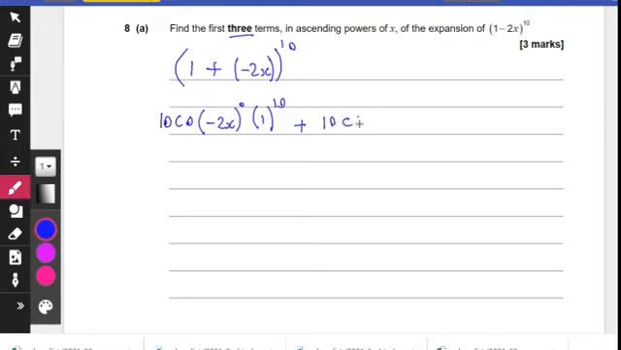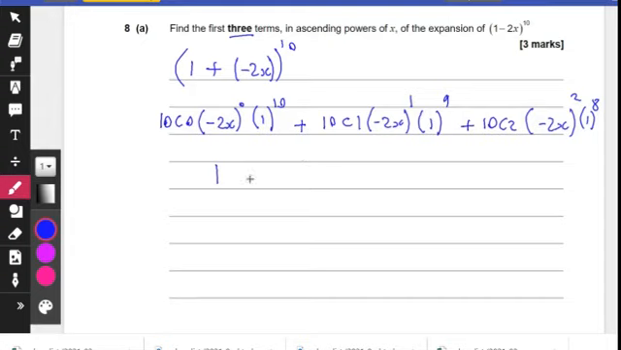Plus 10 choose 1 times minus 2x to the power of 1 times 1 to the power of 9, plus 10 choose 2 times minus 2x to the power of 2 times 1 to the power of 8. Notice how the powers always add up to 10, the original power. This first bit simplifies to 1, because 10 choose 0 is 1, minus 2x to the power of 0 is 1, and 1 to the power of 10 is 1.